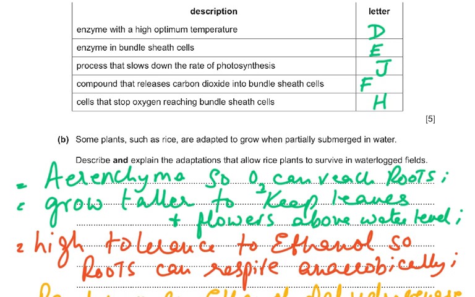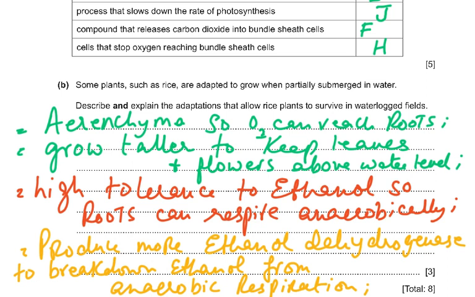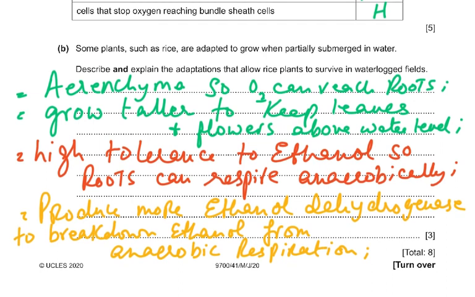Some plants, such as rice, are adapted to grow when partially submerged in water. Describe and explain the adaptations that allow rice plants to survive in waterlogged fields. Now, again, that's a very direct question. It says aerenchyma, so oxygen can reach the roots, grow taller to keep the leaves and flowers above water level, high tolerance to ethanol, so roots can respire anaerobically, and they produce more of the enzyme ethanol dehydrogenase, which is going to break down the ethanol being produced from anaerobic respiration, because ethanol is toxic. So it will not damage the plant.